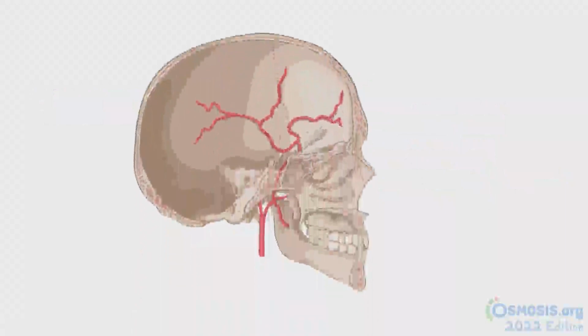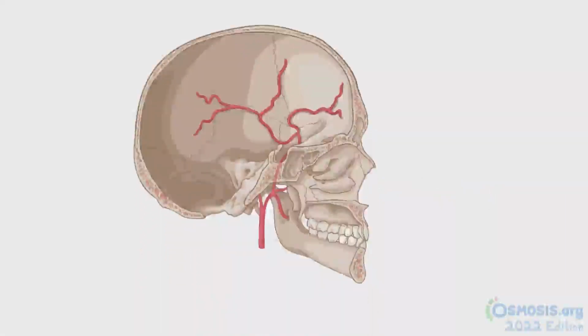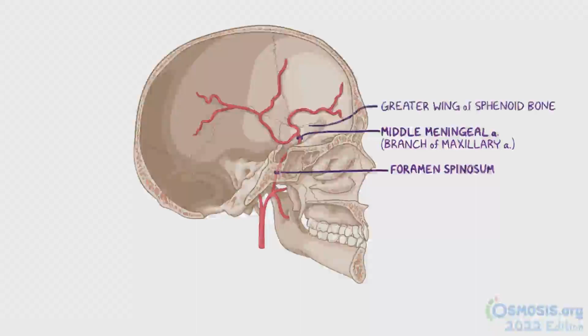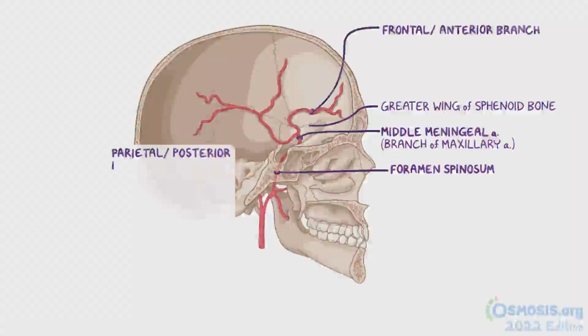Now, the dura mater is highly vascularized with its own intricate arterial circulation. The major artery that supplies the dura is the middle meningeal artery, which is a branch of the maxillary artery. It passes through the skull in the foramen spinosum and enters the middle cranial fossa. From here, the middle meningeal artery runs laterally and then superiorly on the greater wing of the sphenoid bone, where it divides into the frontal or anterior branch and the parietal or posterior branch.